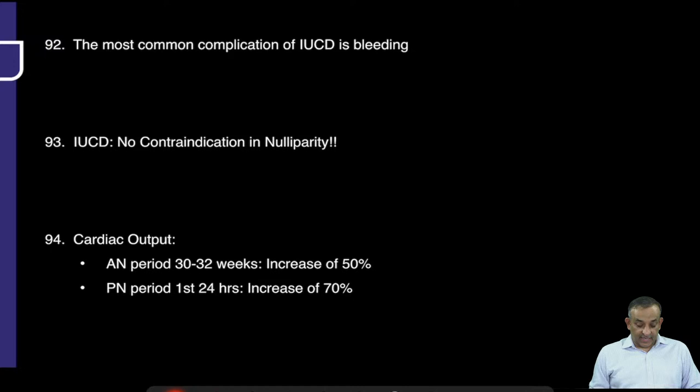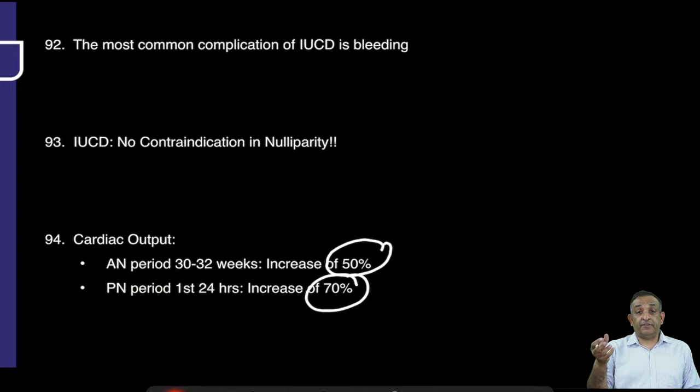Cardiac output increases maximum at 30-32 weeks, and that is because the increase is 50%. In the postnatal period, it is an even greater increase, that is 70% increase of cardiac output. So when does failure happen in the antenatal period? Around 30-32 weeks. When does failure happen throughout pregnancy and the postnatal time? More likely in the postnatal time, it is almost the most common time because the cardiac output increases 70% at that moment.